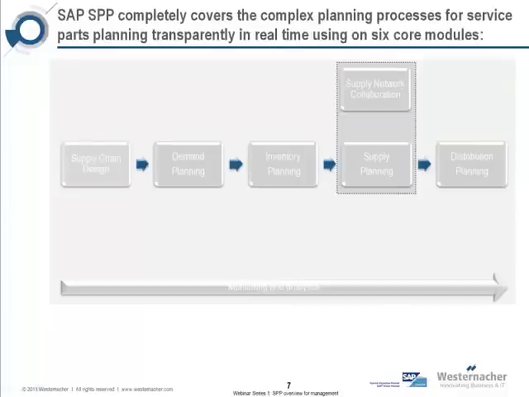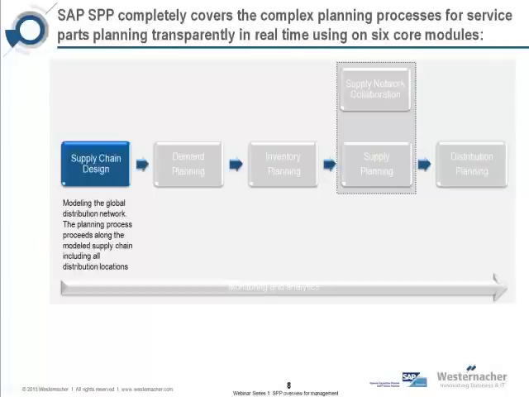Now, solving the mentioned challenges service parts managers face is precisely where the SPP solution is extremely strong, as it helps organizations transparently view their entire complex service parts planning and execution process in real time, based on 6 core processes. The first core module is the supply chain design module. This is where an organization models and maps the global service parts distribution networks in SPP. The planning process proceeds along this model supply chain, including all distribution and stocking locations in the entire supply network.